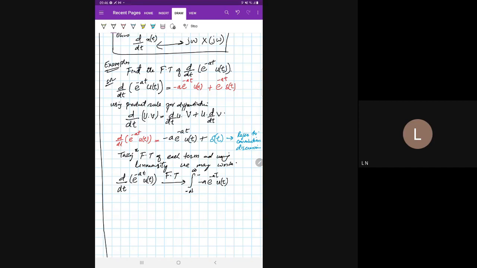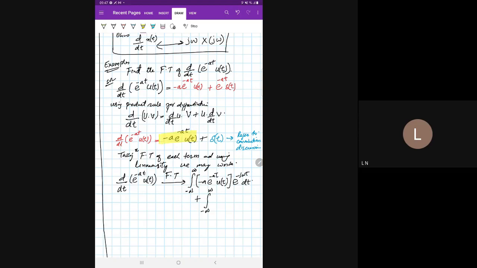This is the general formula of Fourier transform. The Fourier transform of a signal x of t is equal to the integral from minus infinity to plus infinity of x of t e raised to power minus j omega t dt. So that is the first part. The second part, which was obtained from the product rule, is the integral from minus infinity to plus infinity, that is, the Fourier transform of delta of t.